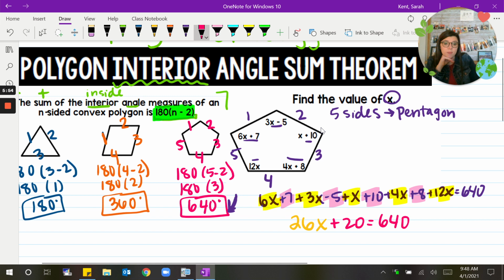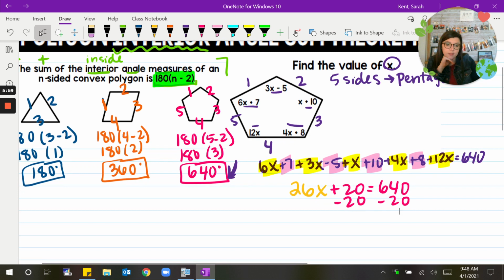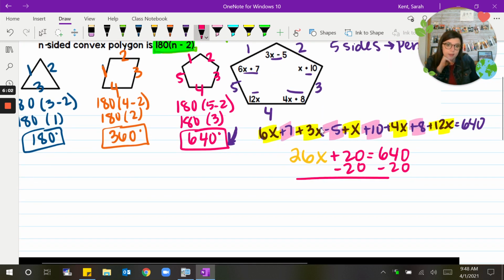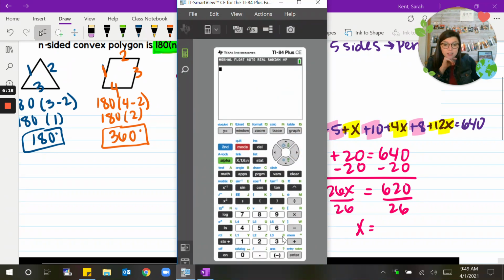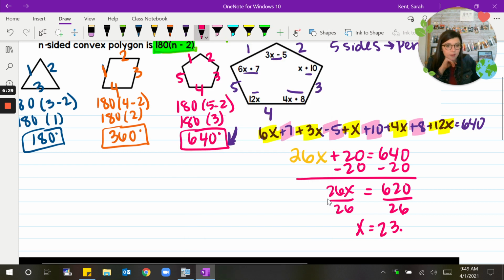If you want to solve it by hand, we would subtract 20 from both sides. And then we would get 520 equals 26x. Divide both sides by 26 to get x equals, let's see, I don't have an answer. 520 divided by 26 is 20. Ta-da!